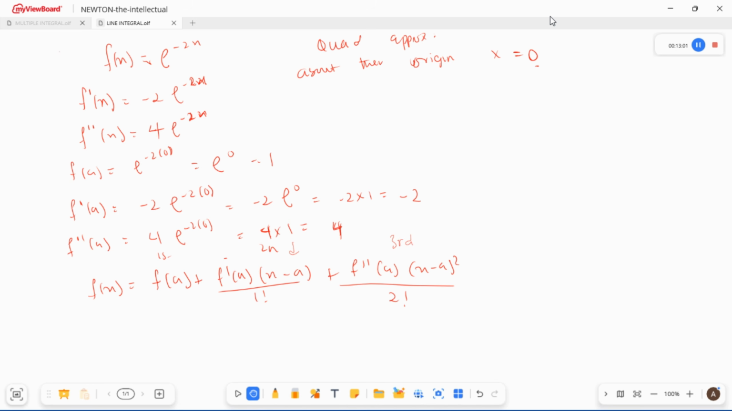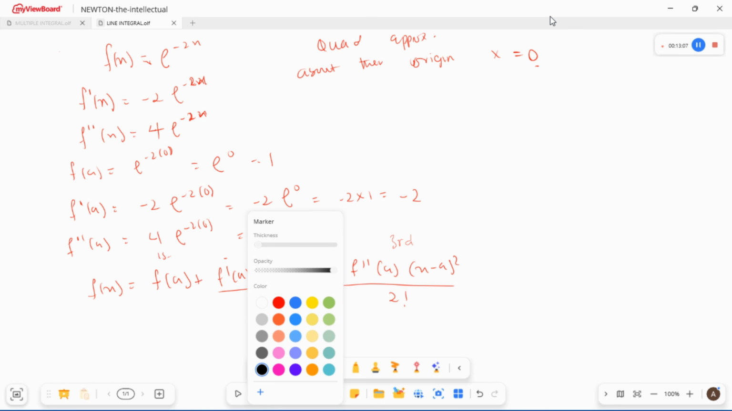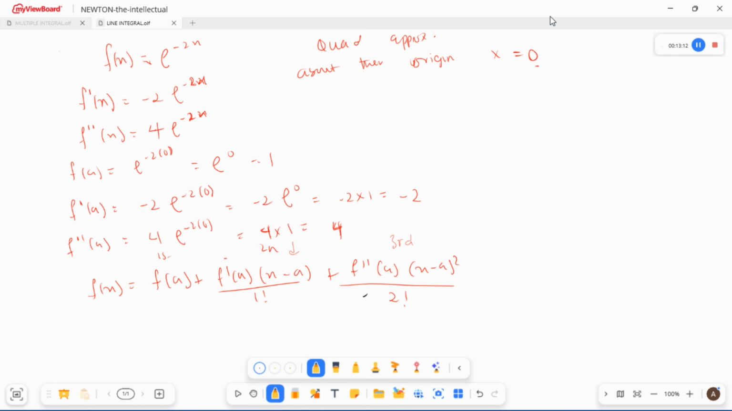So let me increase the thickness of the pen. All right, so we have this. So this is our formula, right? Since it's quadratic approximation, we're stopping at the third term, right? So now let's solve, let's combine.